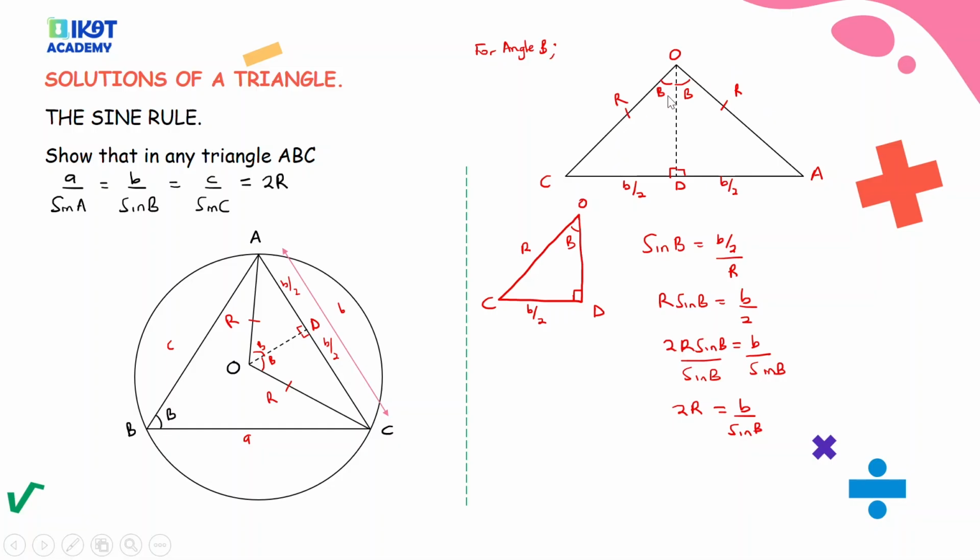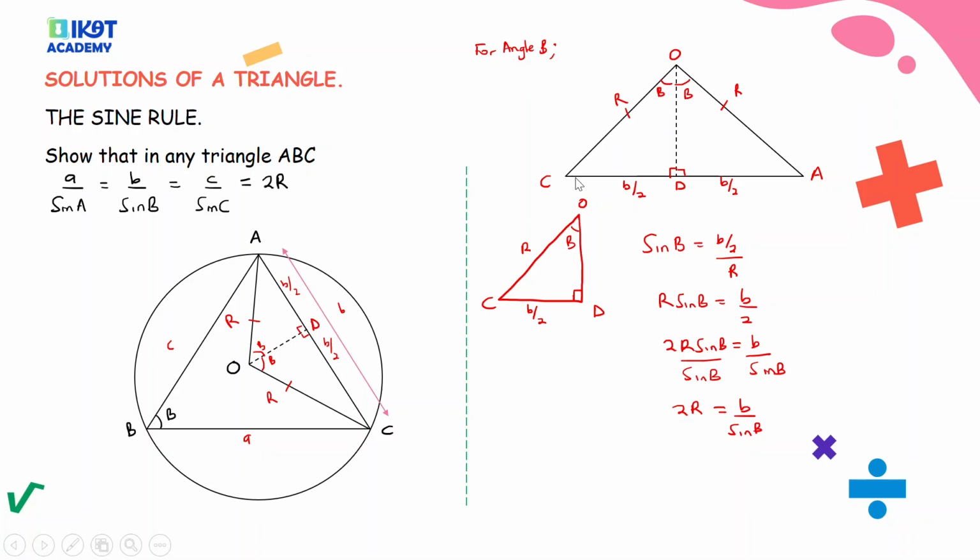Now remember that we had talked about the circle property. We said that the angle at the center is twice the angle at its circumference. So if this is B, this is going to be 2B. So it's going to be B and B. So that's how we get this B and B.